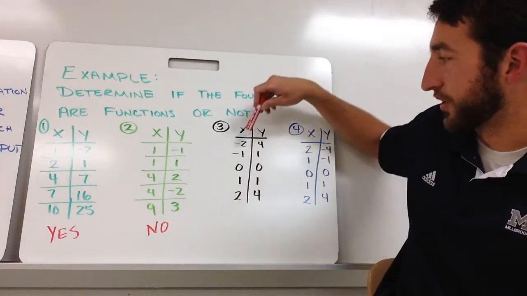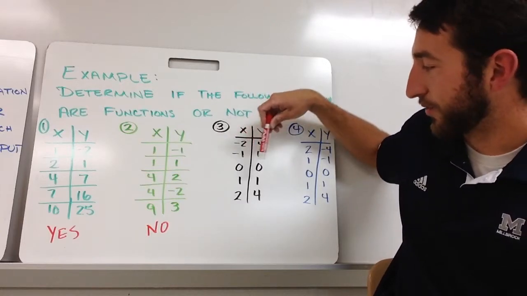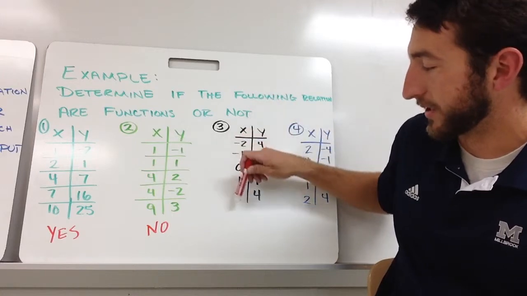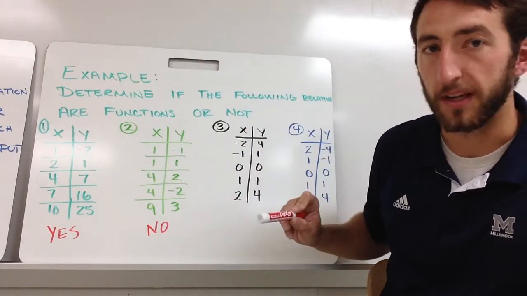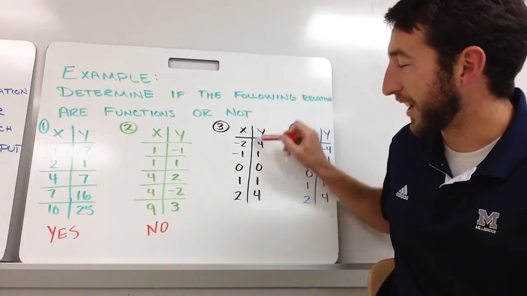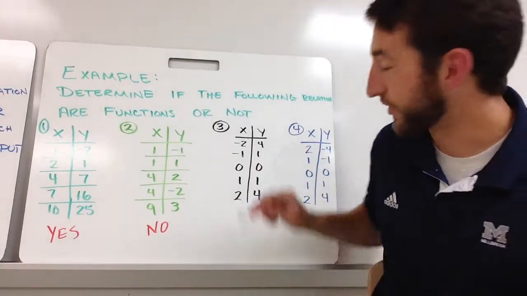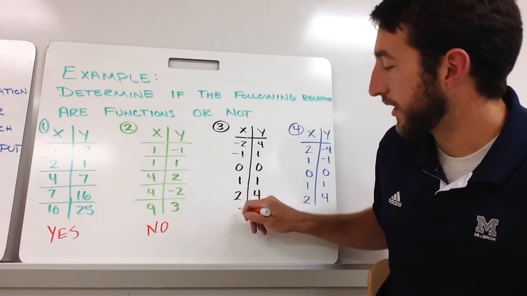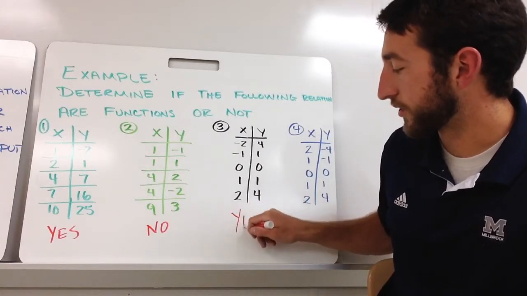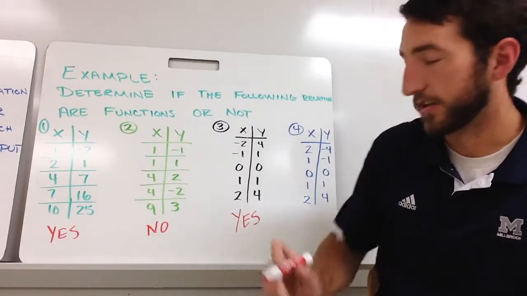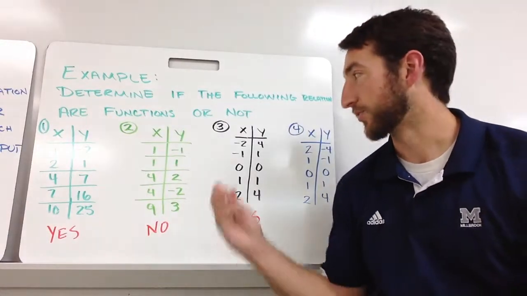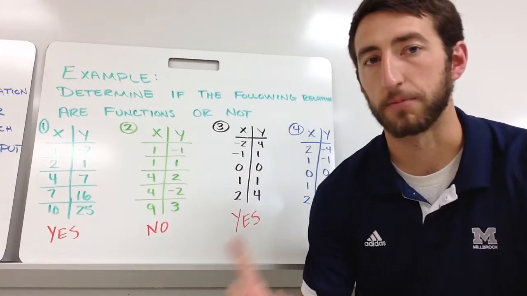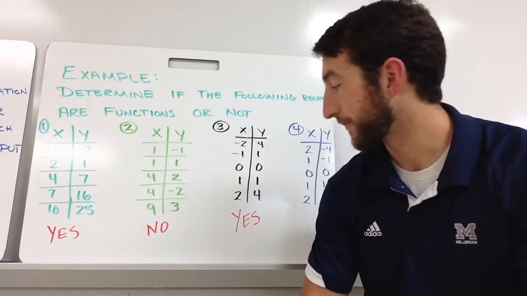But look at this relationship. I've got -2 to 4, -1 to 1, 0 to 0, 1 to 1, 2 to 4. If you notice, my inputs did not repeat. But even if my outputs do, it's still a function. So all you're doing is looking at the x values, and if they repeat, then it is not a function. If they don't repeat, then it is a function. So that is yes. This one is a function because each input value maps to exactly one output value.